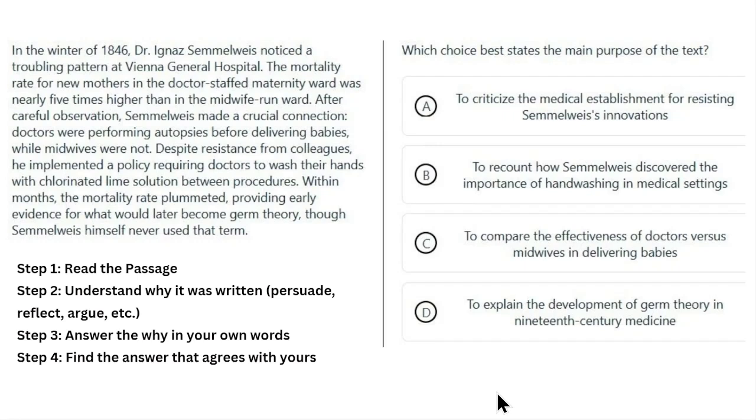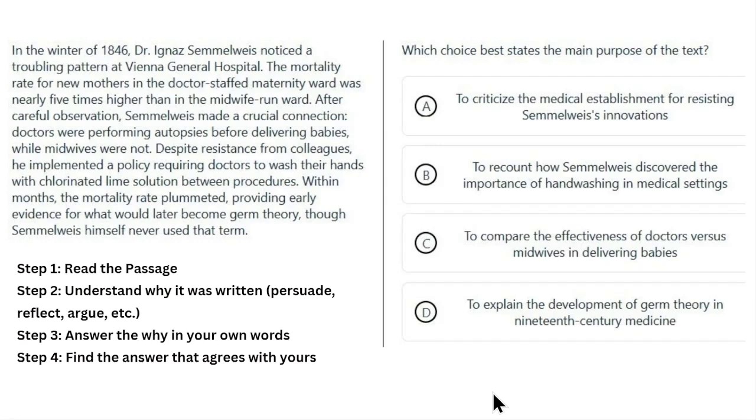So, A, to criticize the medical establishment for resisting Semmelweis's innovations. No, I don't think that's right. It's not about criticizing. It's more about just explaining. He's not using these harsh words or things you'd use to say criticize. B, to recount how Semmelweis discovered the importance of hand washing in medical settings.